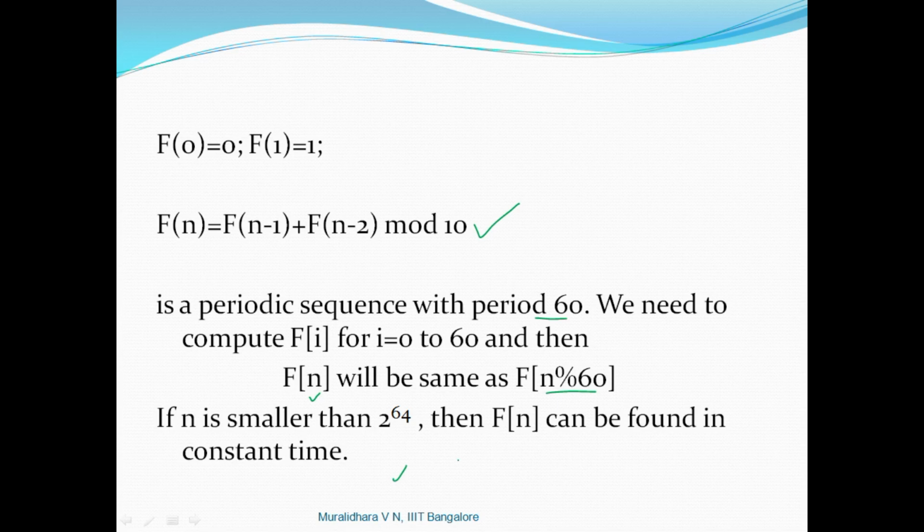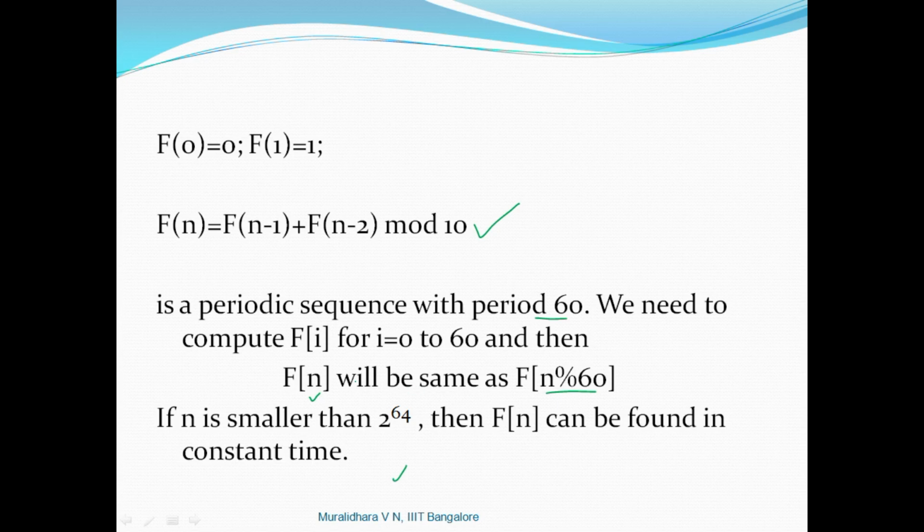If n is a smaller number, let's say smaller than 2 to the power 64, that means if you have a 64-bit computer, this number can be represented as an integer, right? That's about 10 to the power 18, so this number will have about 18 digits in the decimal representation. In that case, you can always take mod 60 in constant time.